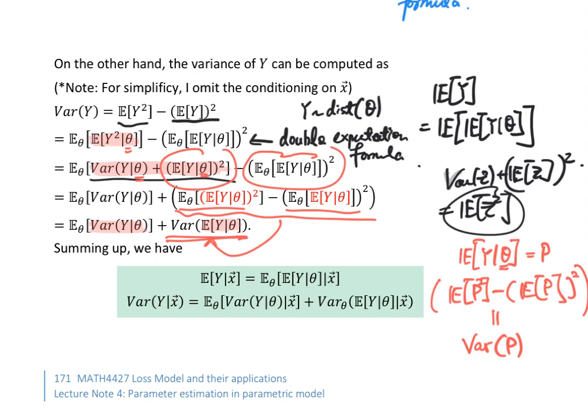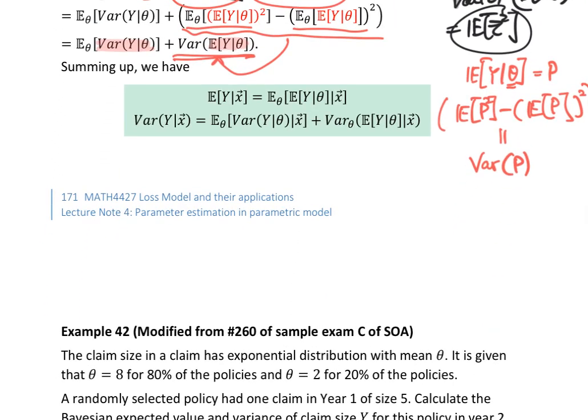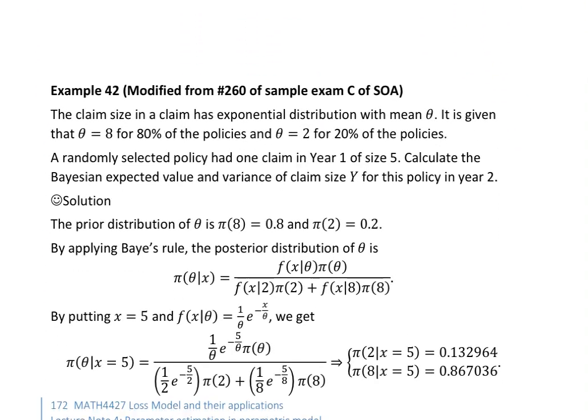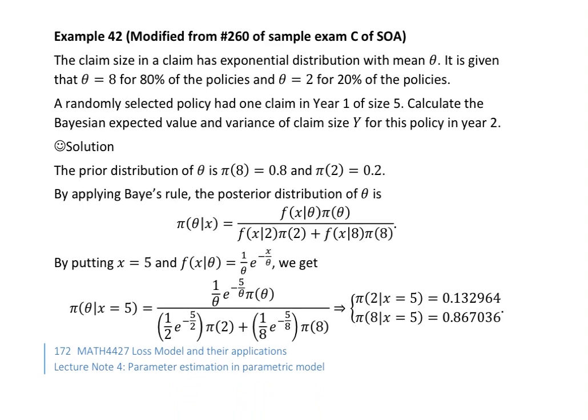Okay, so here then, this is how we get the expected value and the variance of your original random variable S, which is your future prediction, using the posterior distribution. Now let us look at an example and have a very quick practice on that.